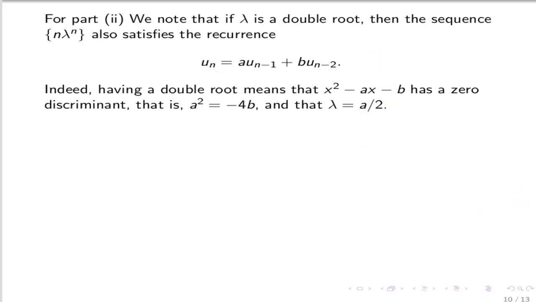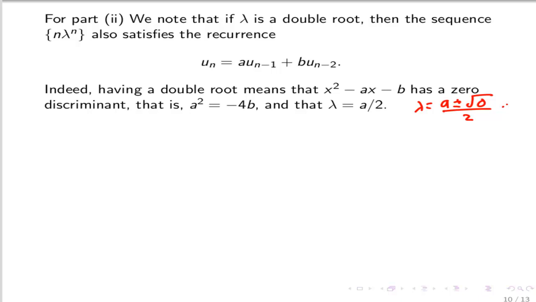So let's turn to the second part where you'd have a double root. Then we claim that the sequence n times lambda to the n is also going to satisfy this linear recurrence. So why is that? So if we have a double root, then in the quadratic equation, that means the discriminant is equal to 0. That's when you get a multiple root. And so a squared would equal negative 4b, which means that lambda is a over 2. So the lambda value, recall, is from the quadratic formula. So it's negative b plus or minus, the discriminant is 0. So that's where the lambda is coming from.